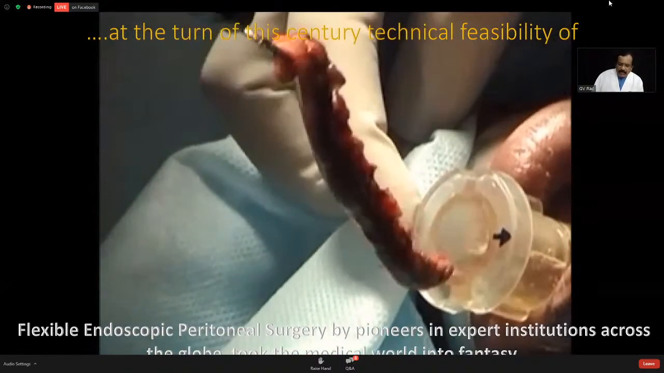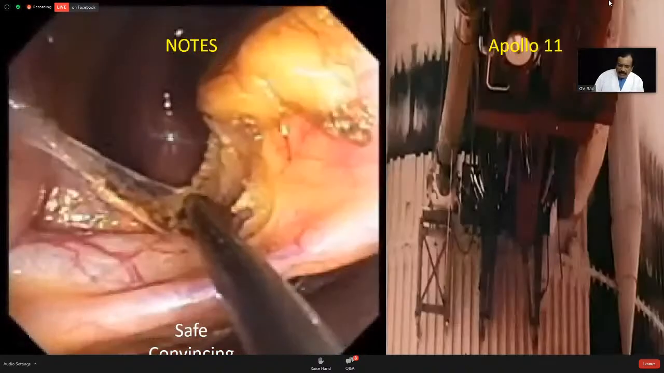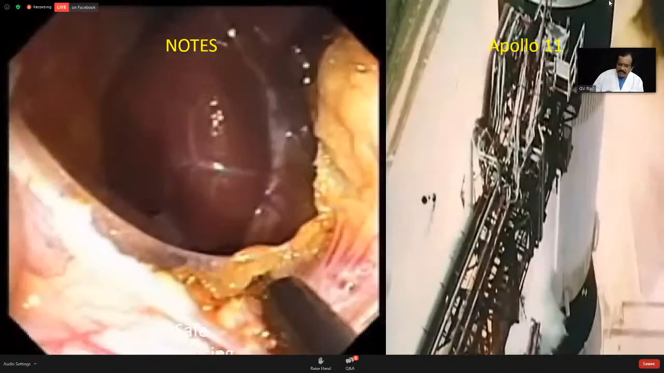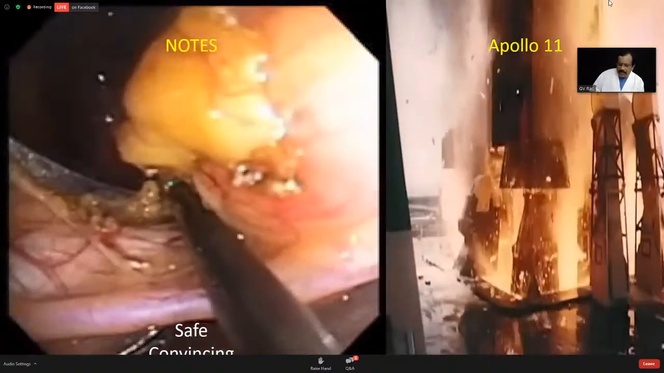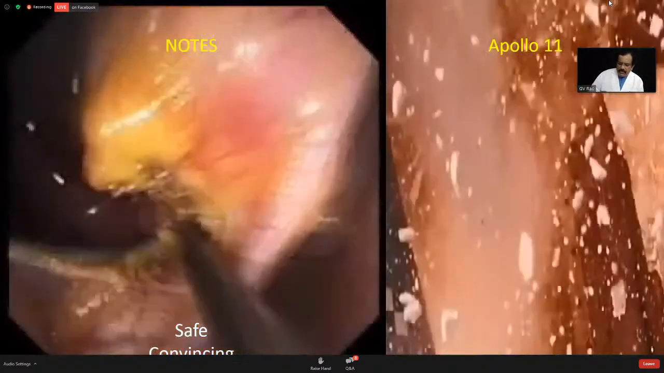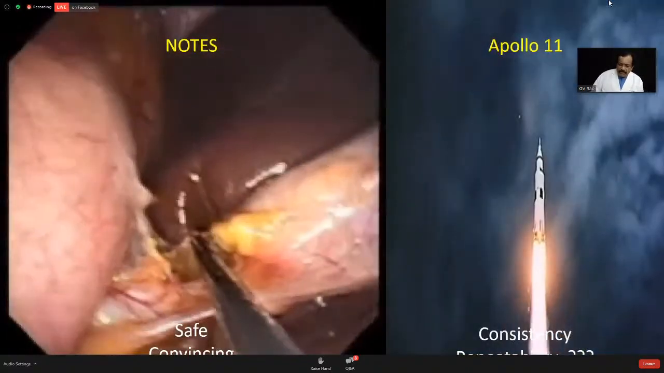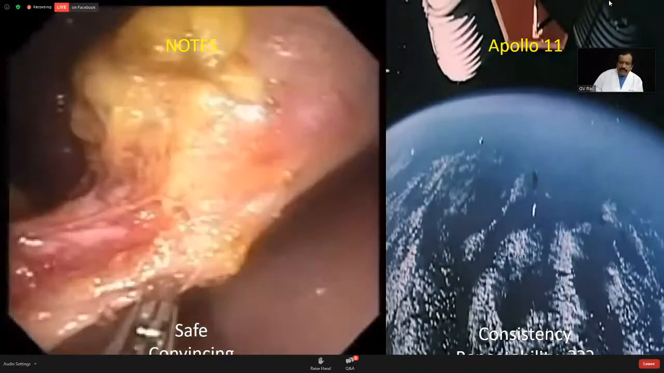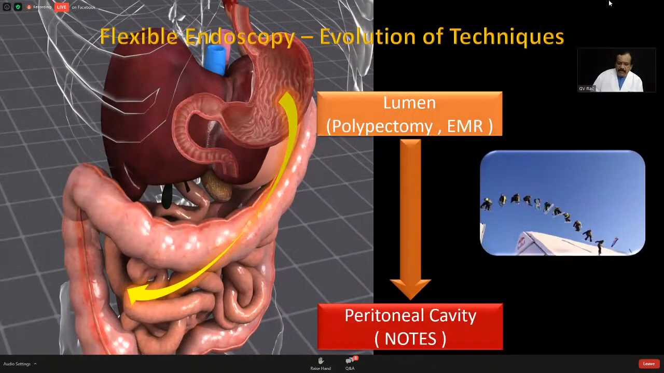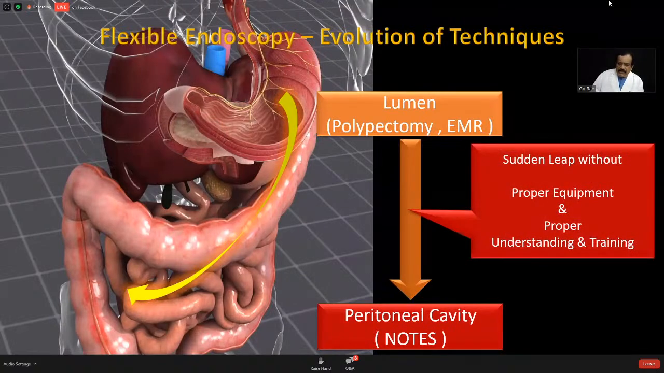And subsequently, there are a lot of data to show that similar endoscopic cholecystectomies can be done. But surprisingly, it was something similar to the Apollo adventures or the Apollo landing on the moon. Now, the consistency and repeatability of these procedures was questioned across the globe. And this obviously is basically because of a lot of limitations. We jumped suddenly from the lumen, we started doing polypectomies, and we jumped from the lumen onto the peritoneal cavity. The jump was so huge without proper understanding of the anatomy and without proper equipment available for these procedures.